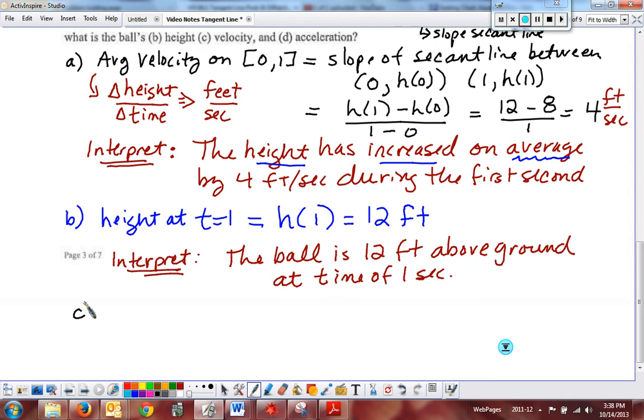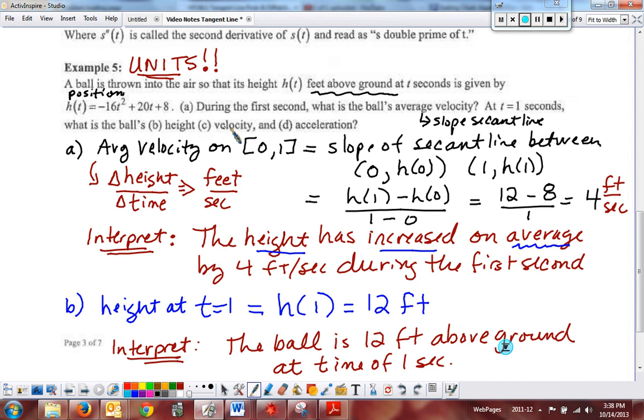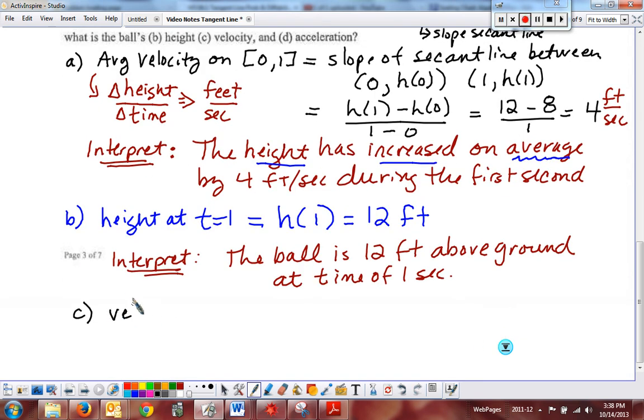All right, now we'll come down here to C. C is, we want to find the velocity at 1 second. Okay, so let's come down here and label it. Velocity at time equal to 1. Okay, so what is the velocity at time equal to 1? How do I find velocity, which is v of 1? I don't have a velocity function.